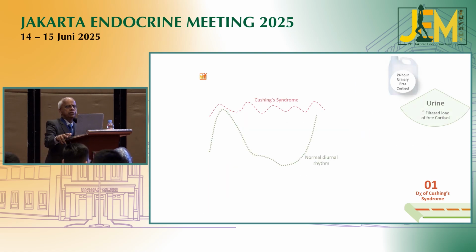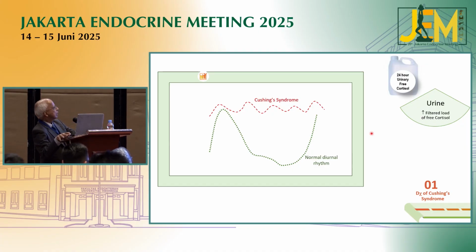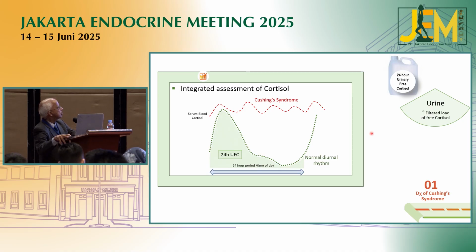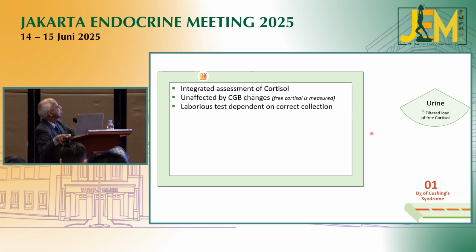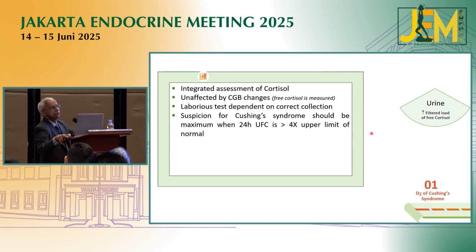As far as urinary tests are concerned, I showed you this curve before. Integrated assessment of cortisol, that's normal. In patients with Cushing's, you see a larger integrated cortisol overall. It's not affected by cortisol binding globulin. Of course, it depends on proper collection. And once you see more than 4 times, you're almost assured that you're dealing with Cushing's.